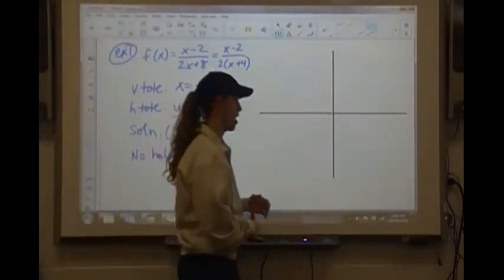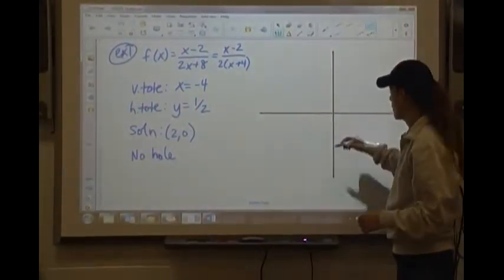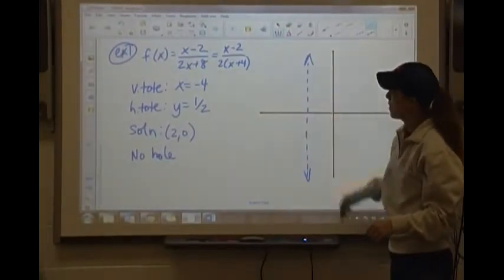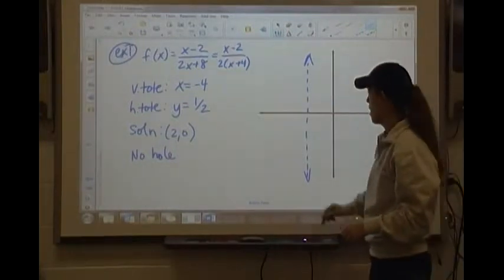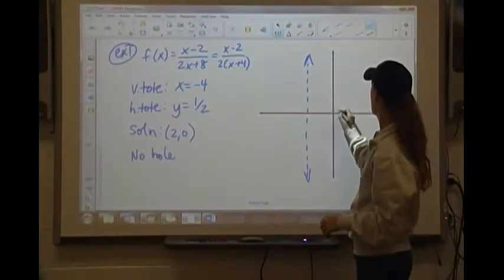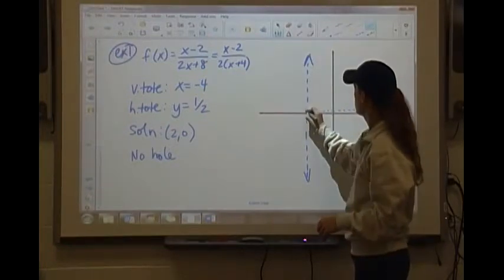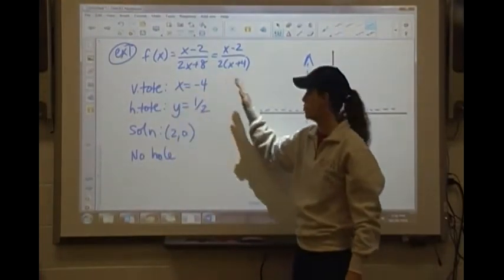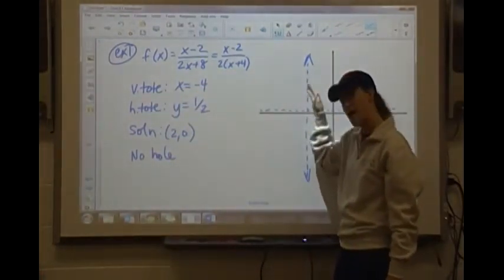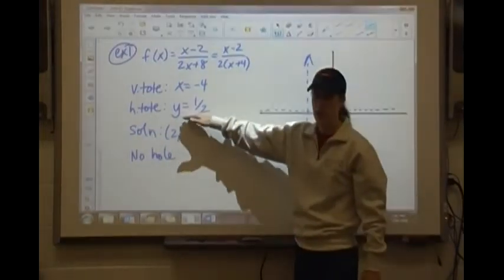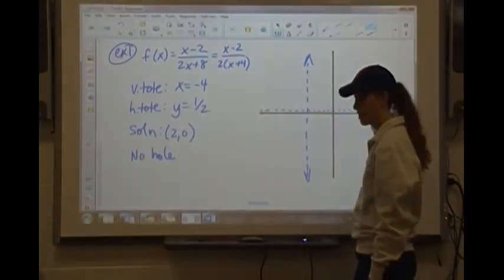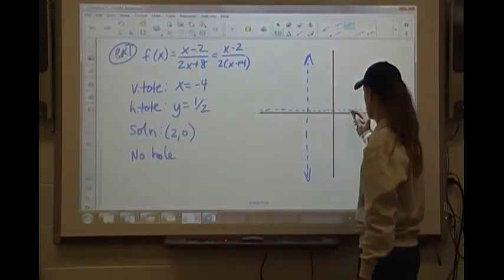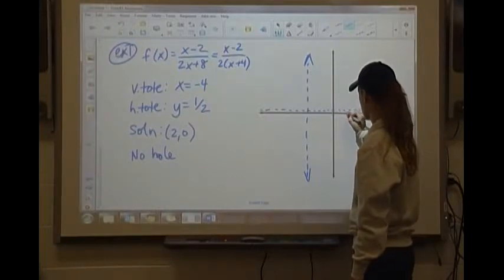So we put all these pieces in our graph. We have a vertical asymptote at negative 4. 1, 2, 3, 4. Vertical asymptote right there. And then we have a horizontal asymptote at 1/2. So kind of find halfway and graph that. Now remember that x equals tells you that you're going to have something that passes through the x-axis, and y equals tells you you will have something that passes through the y-axis. So keep that in mind. Now we are going to have a solution at 2, 0. So 1, 2, 0. It appears right here.